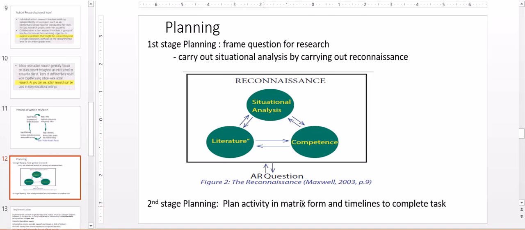Stage two of planning is to plan activities in a matrix and timelines for the tasks. For action research, you need to be very careful about what you are going to do in every stage of your activities, because in the second stage we are talking about the activities. So we are trying to see what activities will be carried out during your action research period.